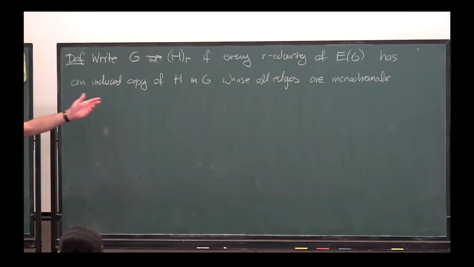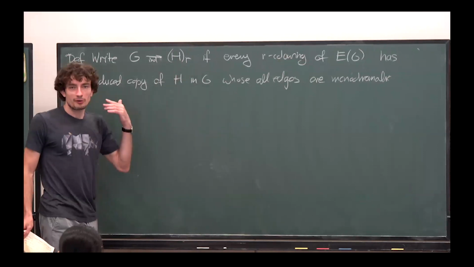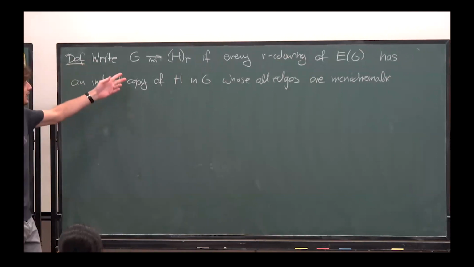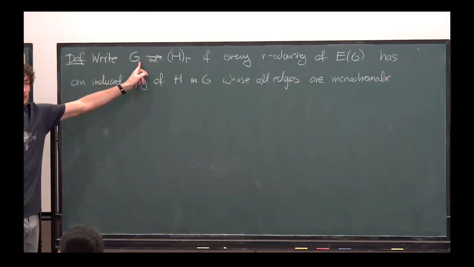Well, the reason why it doesn't make sense for triangles is that any copy of the triangle is an induced copy of the triangle. But as soon as H is not a complete graph, this is no longer the case. And it's not even clear whether such a graph exists. So it doesn't follow from Ramsey's theorem.